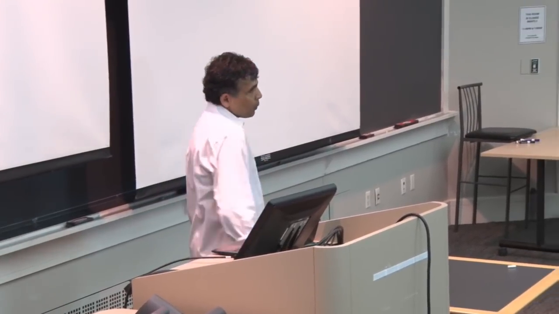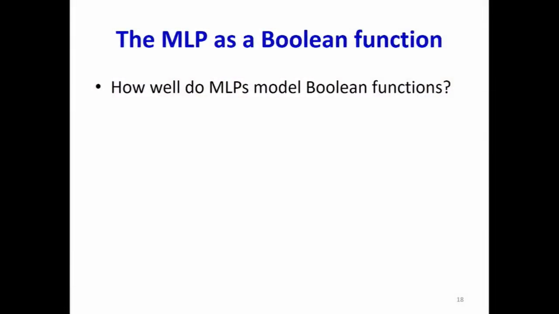Now, how well do MLPs model Boolean functions? Remember? What kinds of Boolean functions can they model? Except XOR, everything else. That's a single perceptron. What could a multi-layer perceptron model? Any Boolean function at all, right? There was no restriction on the kind of Boolean function it could actually model.